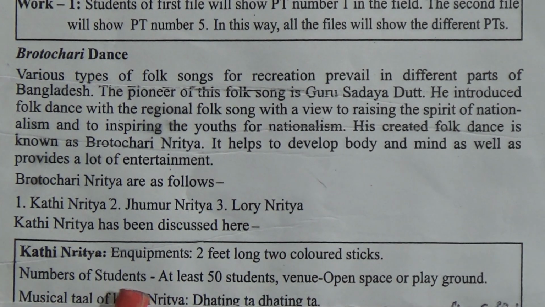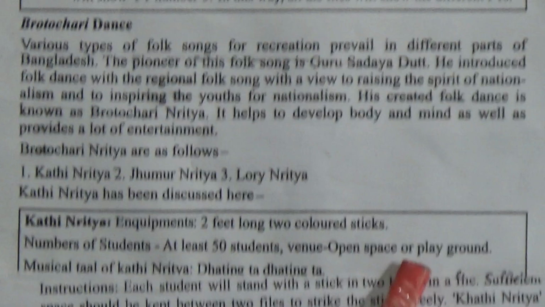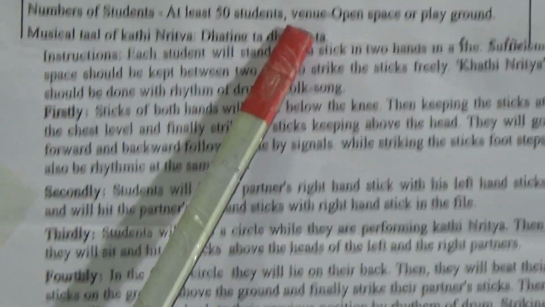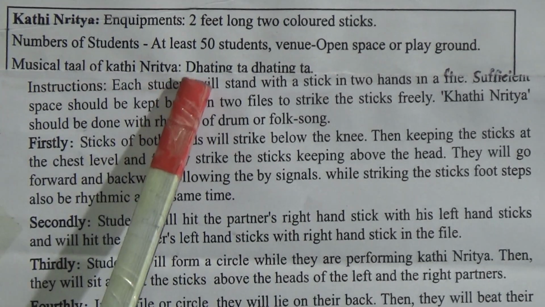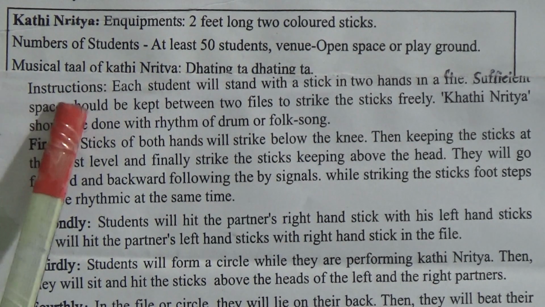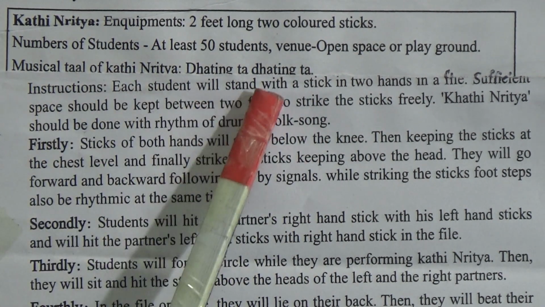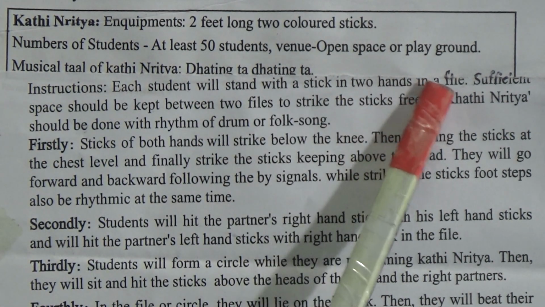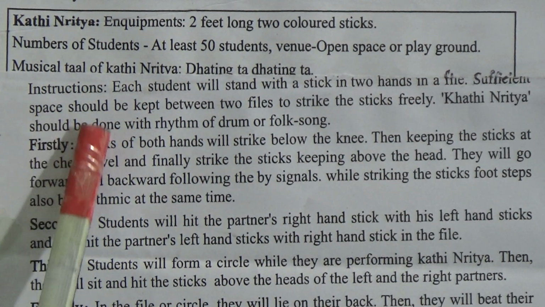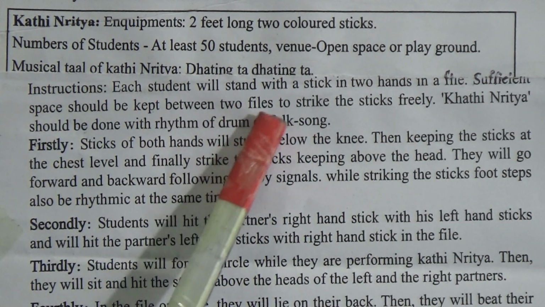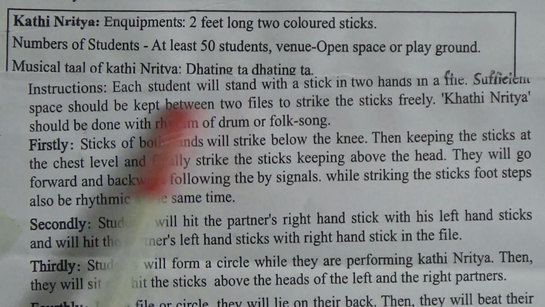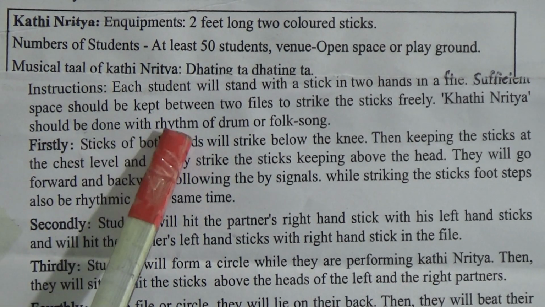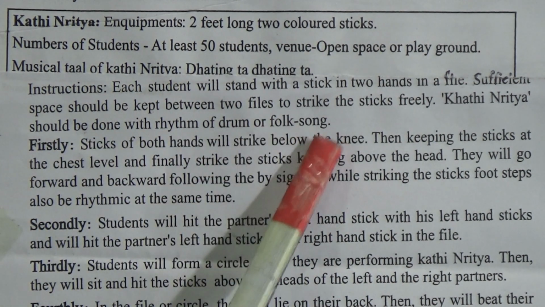Number of students: at least 50 students for Kathi Nritya. Venue: open space or a big playground. Musical tal for Kathi Nritya: Dhatingta, Dhatingta. Instruction: each student will stand with a stick in 2 hands in a file. Sufficient space should be kept between 2 files to strike the sticks freely. Kathi Nritya should be done with the rhythm of drum or folk song.